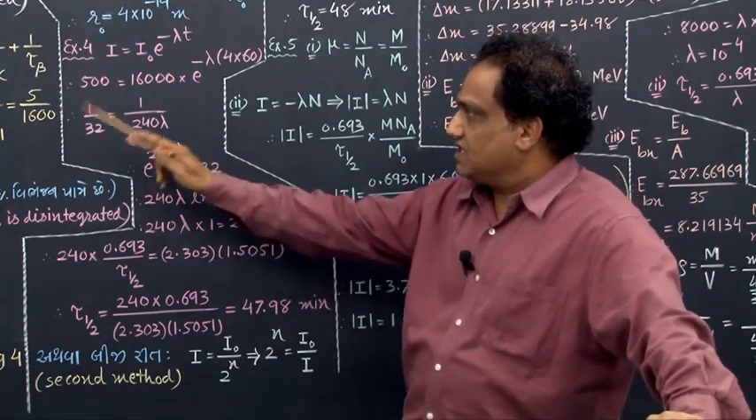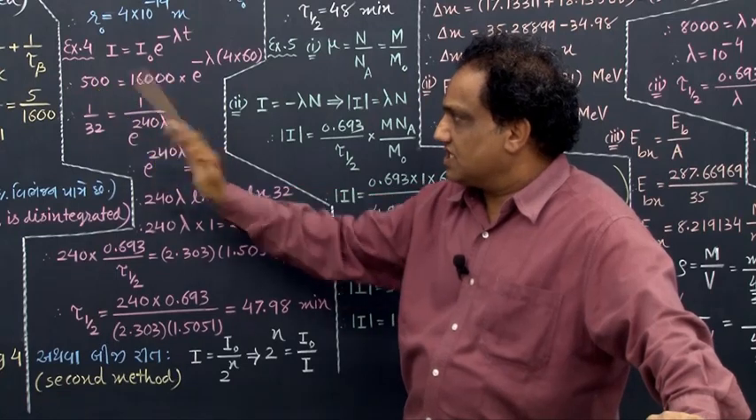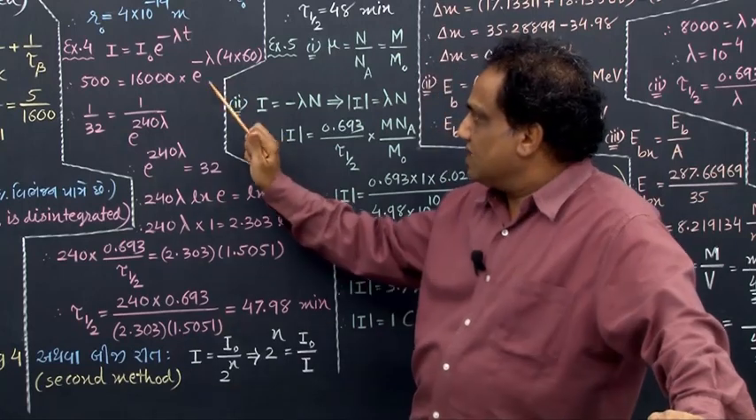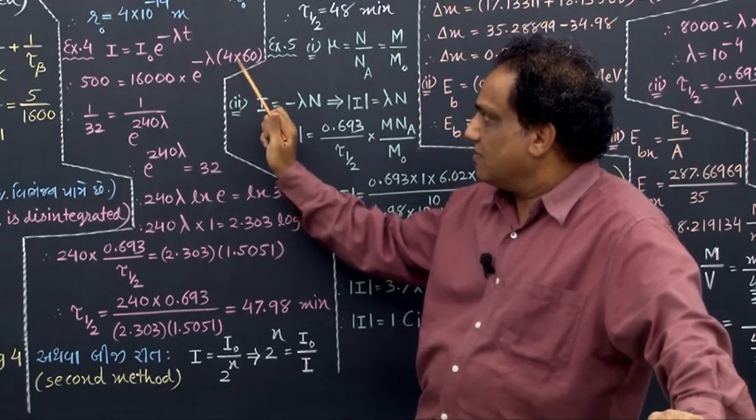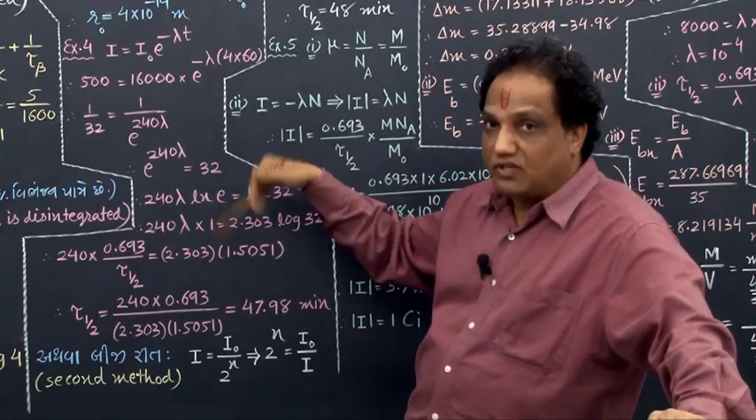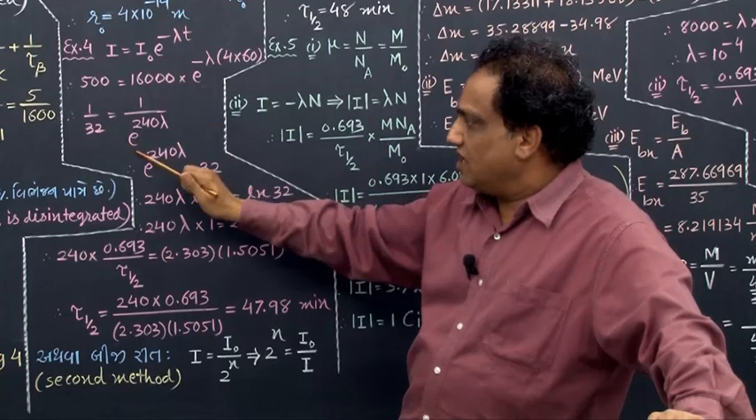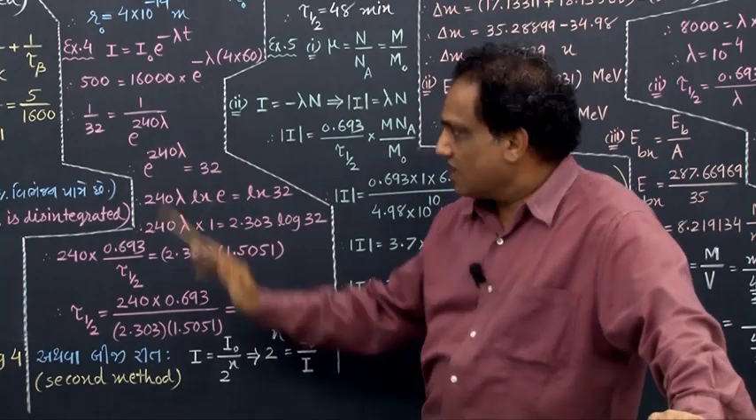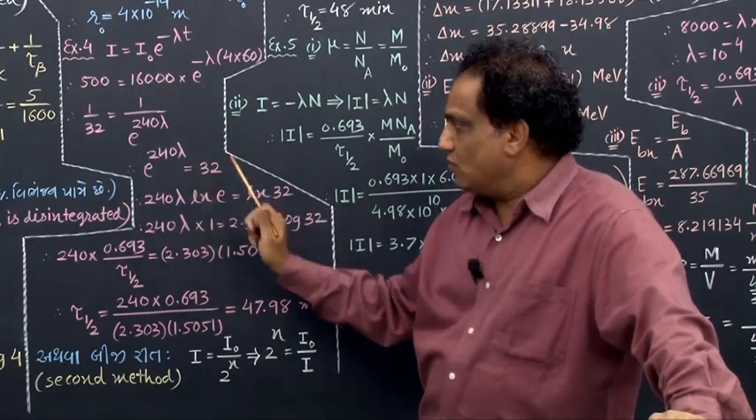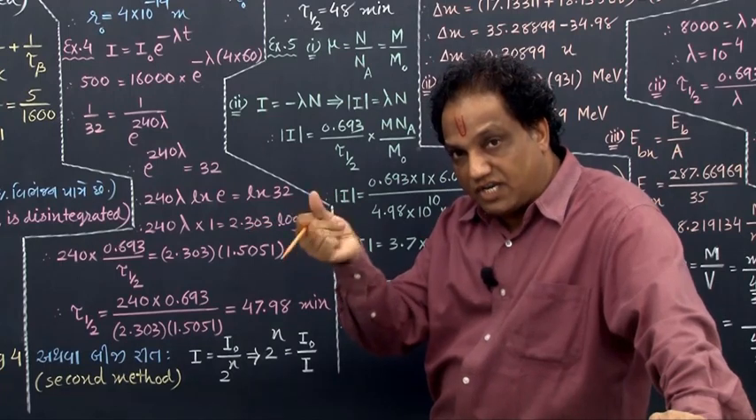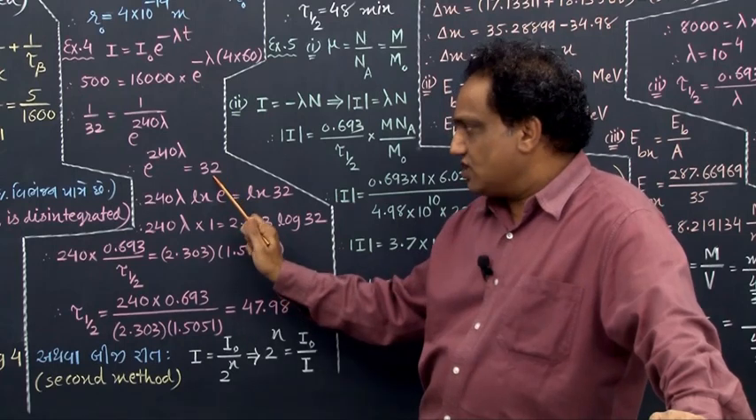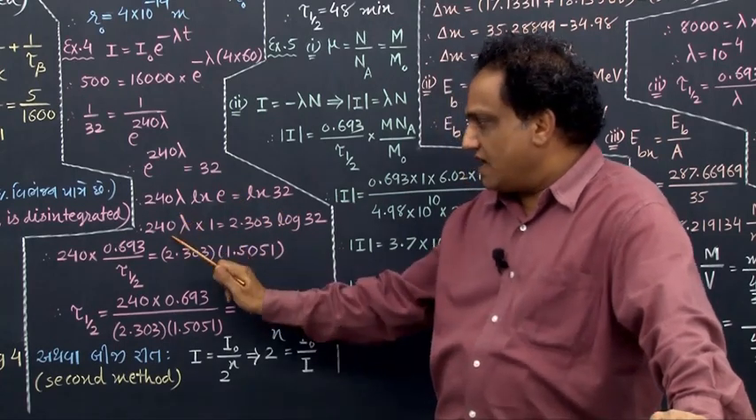And now transfer this in the denominator. So 500 upon 16,000 gives you 1 upon 32. And this part, e raised to minus 240 lambda, if you transfer to the same side in the denominator, then 1 upon e raised to plus 240 lambda. Take cross multiplication. e raised to 240 lambda will be equal to 32. Now take natural log on both the sides. 240 lambda into natural log of e equals natural log of 32.